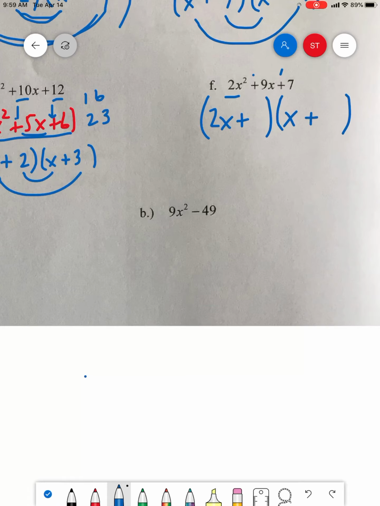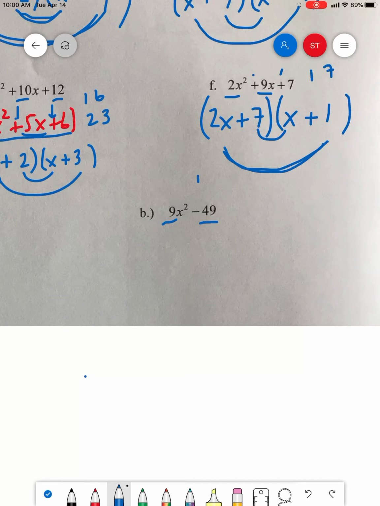Now, use your brain. Factors of 7. It's only got 2 factors. If I put the 7 there, I'm going to wind up with 14, so that's not going to do it. So let's put the 7 there, and then let's see. 7x plus 2x is 9x. Done.